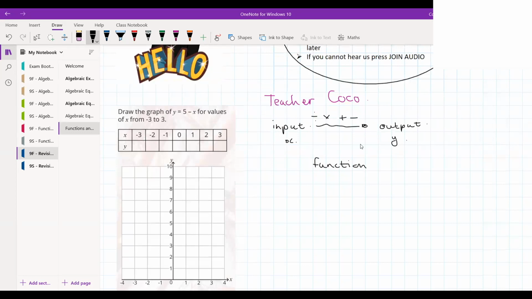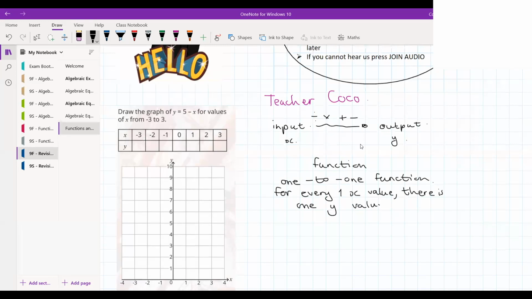And when we put a specific number X and we get a specific number Y, we call this a one-to-one function. It's called a one-to-one function. That means for every one X value, there is exactly one Y value.